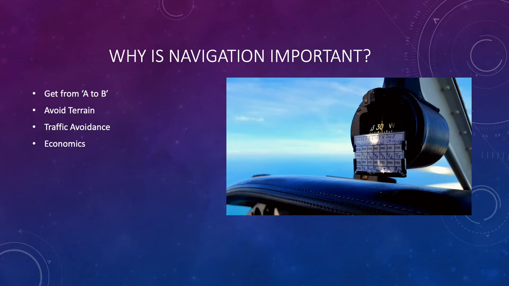Economics, so flying from one place to another and finding the most economical route to get there. So the one that's going to save us the most fuel and the one that's going to help us get there for the cheapest. An example of this is if we fly from Shanghai to New York, if we fly over the poles, it's a much shorter route than if we fly the latitude all the way around. So in this instance, you can save a lot of money by knowing the most efficient way to navigate to and from different places.